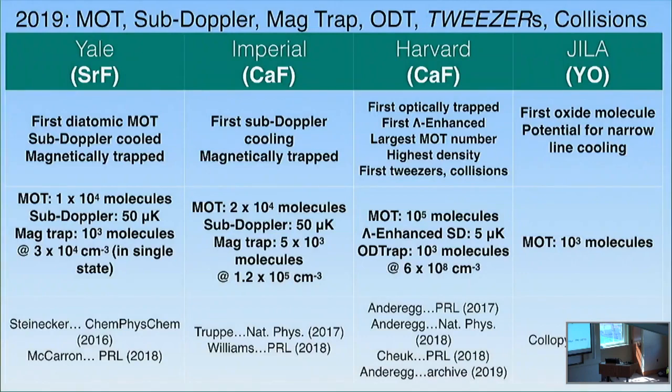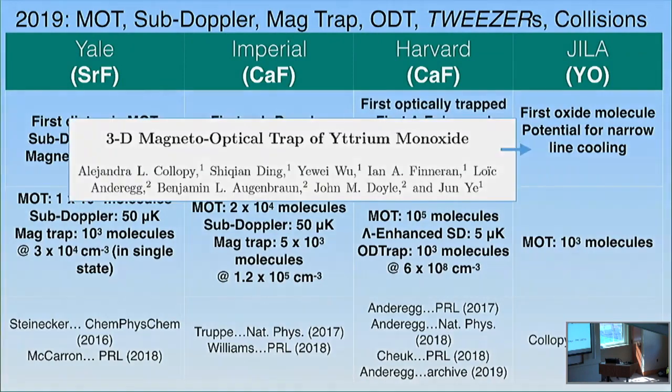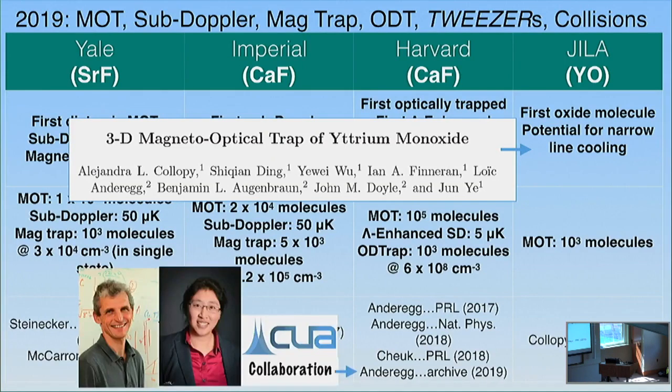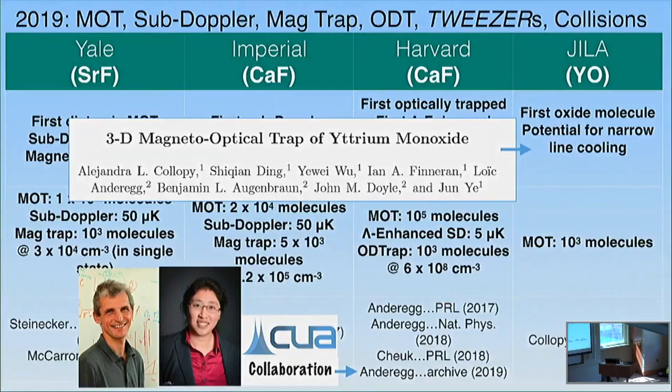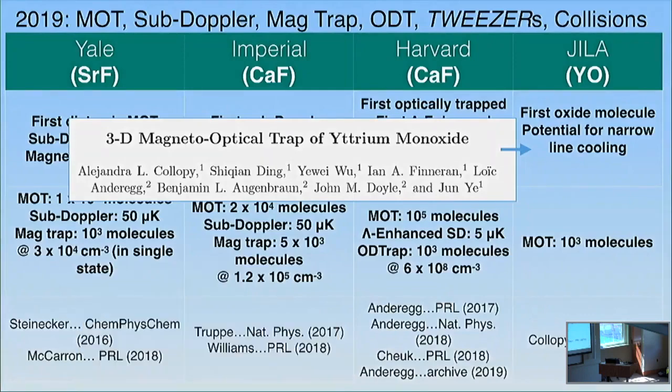So in 2019, there are 4 major groups here with a lot of progress. I'm going to go through this fairly quickly. I also mention that we're competitors, but we're also collaborators on this, as our group and Junye's group. He's got the newest molecule, which is YO. And this experiment here is a collaboration with 2 other people in the CUA, Wolfgang Ketterle and Kang-Kuen Ni. This is our CaF experiment here at Harvard.